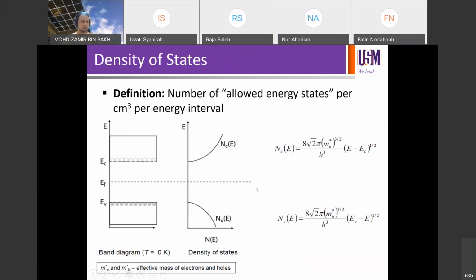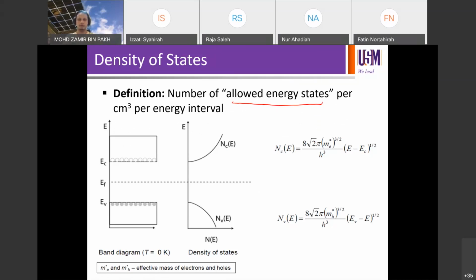What is DOS? DOS is density of states, right? It can be defined as the number of allowed energy states per centimeter cube per energy interval. So that means you can imagine this as how big is the room available for you to enter and occupy.